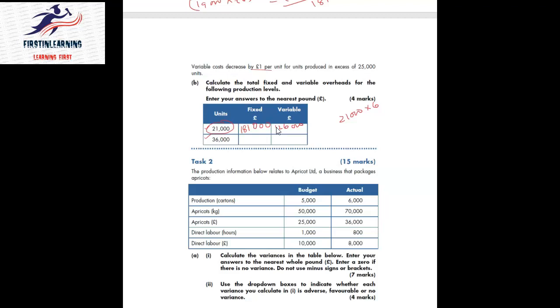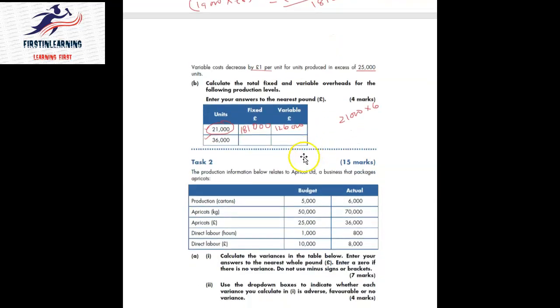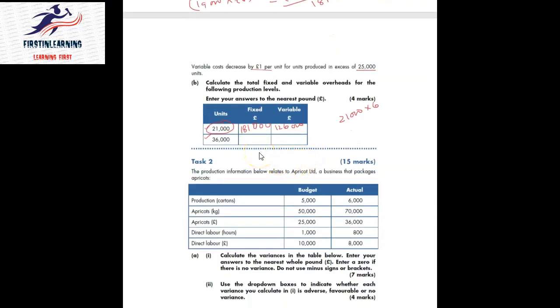The next question we have is 36,000. There are two pieces of information relevant to this unit level, because it says if the units are more than 25,000, the variable cost will be decreased by 1, so we have to consider that as well, and the fixed cost will be increased by 12,000. So let's have a look. Fixed cost was before 181,000. Now it will be increased by 12,000 because the units are more than 30,000. So 181,000 plus 12,000 gives us 193,000. This is our fixed cost.